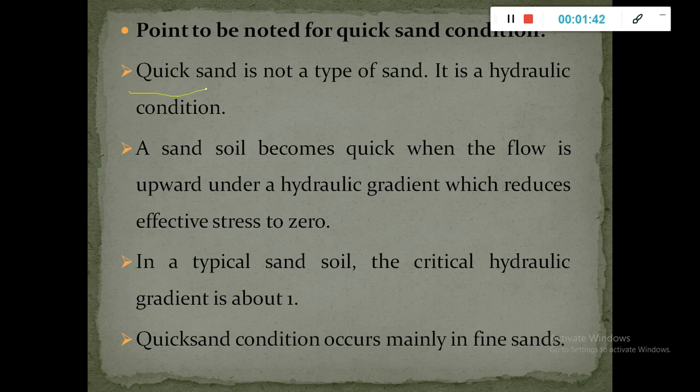Several times MCQs have been asked on which soil the quicksand condition occurs in. Sometimes they ask whether the quicksand condition exists for gravel or not. Remember, quicksand condition is not applicable for gravel because in the case of gravel the value of hydraulic gradient is always equal to unity, right? So quicksand condition does not arise in gravel.